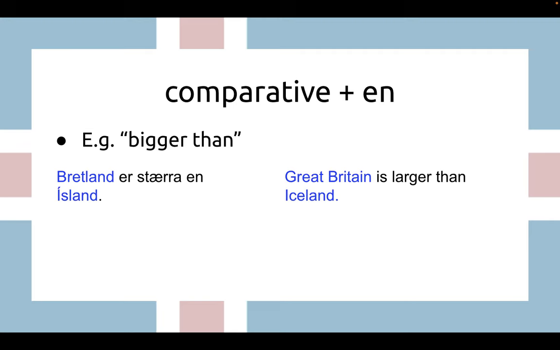So here we're comparing two things, and we're going to use the nominative on both sides. Bretland is the nominative form, and Ísland is the nominative form. It's like saying Great Britain is larger than Iceland is, but we can cut out the second is.